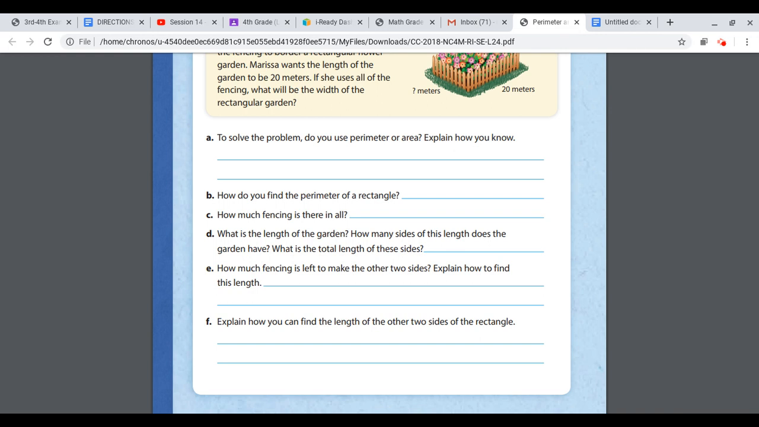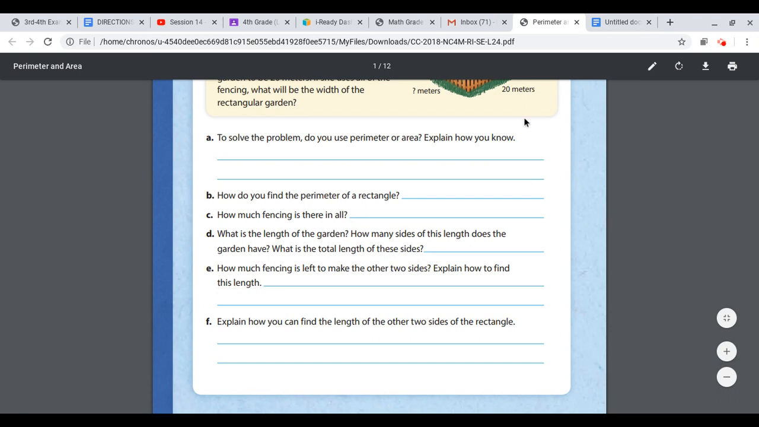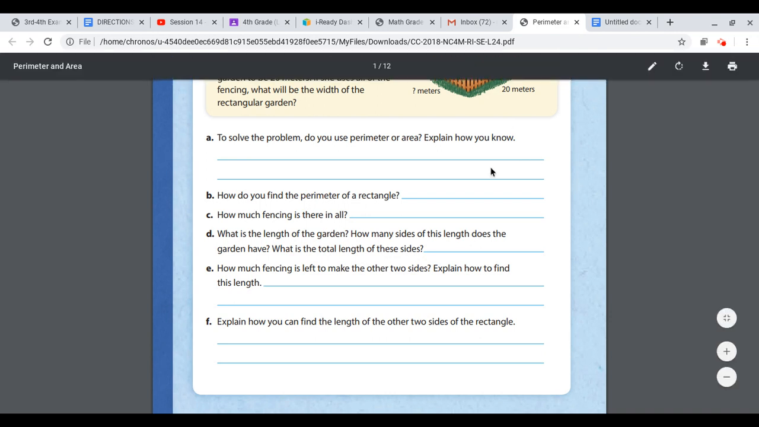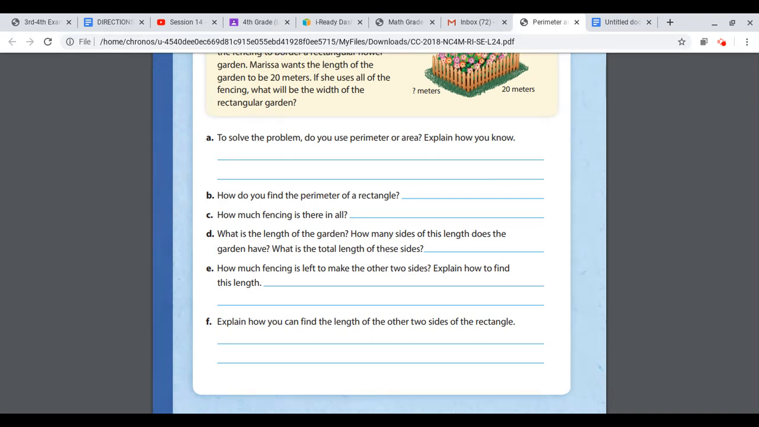How much of the fencing is left to make the other two sides? Now, we haven't talked about this yet. So we know that the length is 40, the total is 64. So to figure out how much fencing is left, we need to do 64 minus 40. Okay, 64 minus 40 is going to be what? 24. Okay. So the answer to this one is 24. 64 minus 40 is 24.